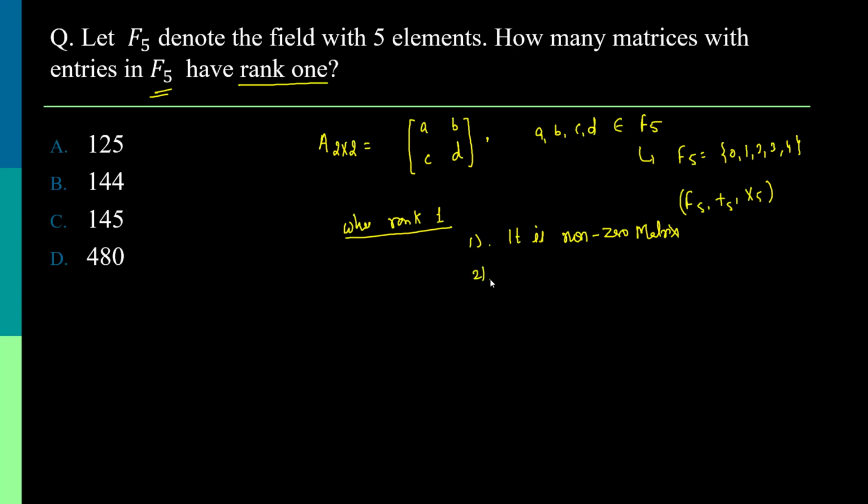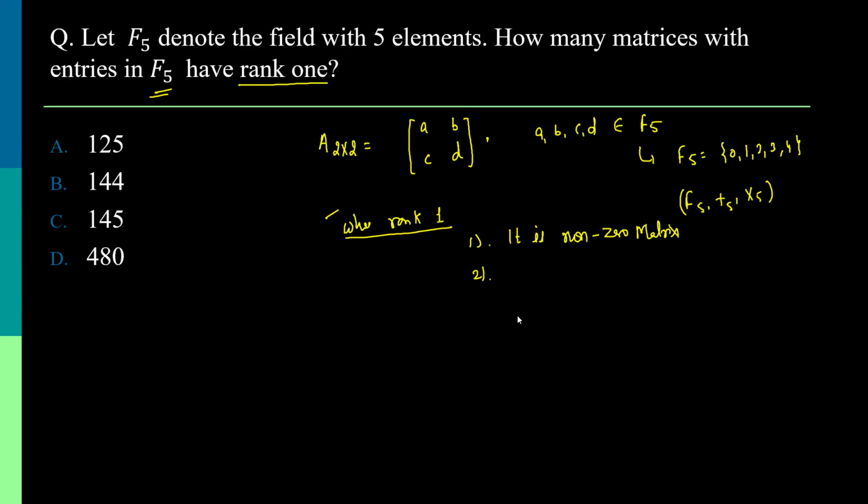Second point: the determinant of this 2 by 2 matrix is 0, which says that the rank can't be 2, and the first condition says non-zero matrix, so the rank is at least 1. So hence this condition will be satisfied.